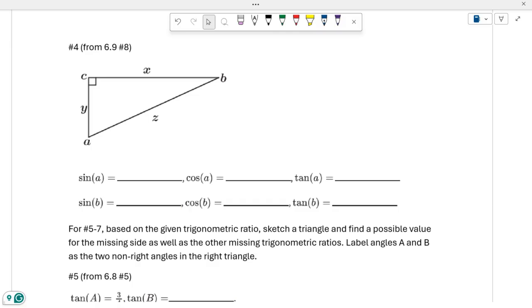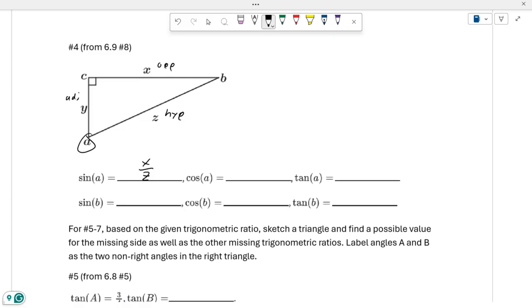So as always, we're going to focus on one angle at a time. So we'll start with angle A. So that's angle A, right there. Z is my hypotenuse no matter what. X is my opposite, and Y is my adjacent. Sine in a right triangle is opposite over hypotenuse, so that is X over Z. And that's it. There's nothing I can do with that.